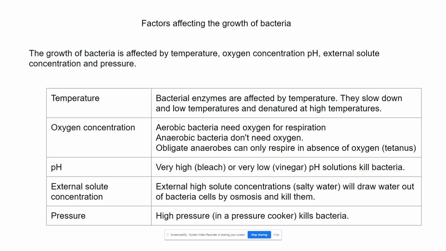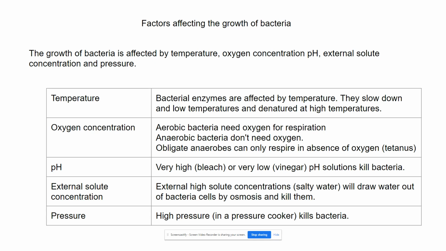External solute concentration. So outside the bacteria cell. A high solute concentration, such as salty water, will draw water out of bacteria cells by osmosis and kill them. So if you place a bacteria in a salty solution, the salt will draw water out of the bacteria. This is osmosis happening, and the bacteria cells die.